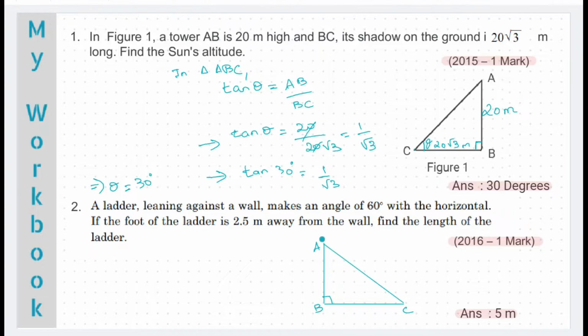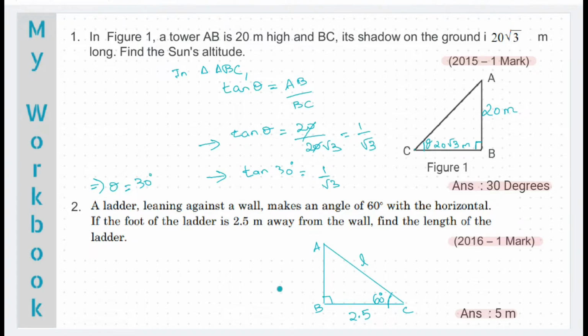So AB is the wall here and AC is the ladder leaning against the wall. It's given that the ladder makes an angle 60 degrees with the horizontal. So this angle is 60 degrees and the foot of the ladder is 2.5 meters away. So BC is 2.5 meters. We need to find the length of the ladder. Remember, AC is the ladder, so we have to find the length of the ladder.